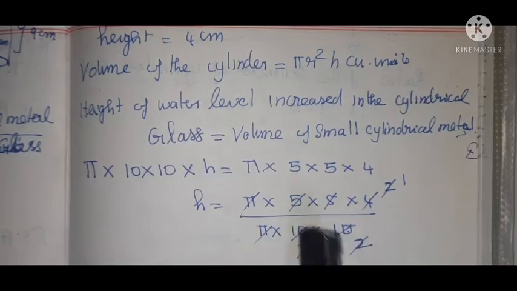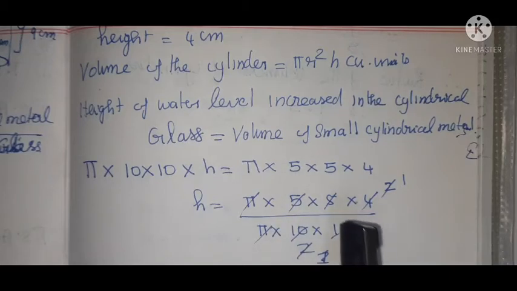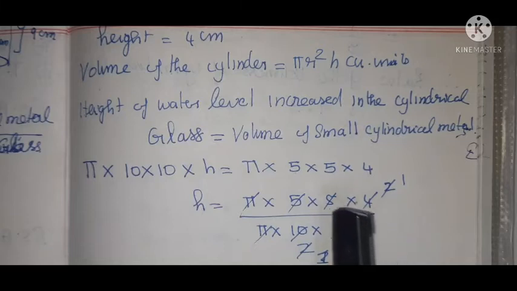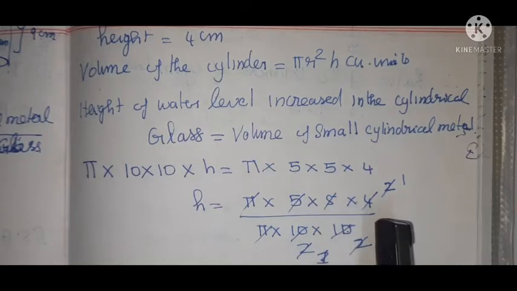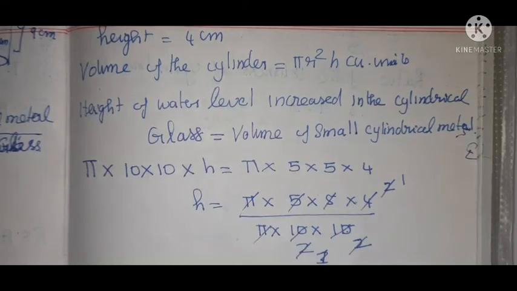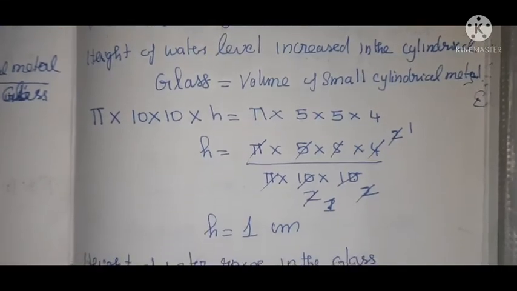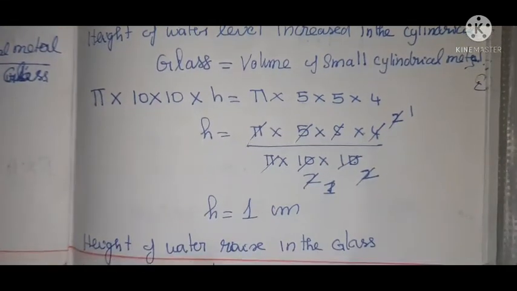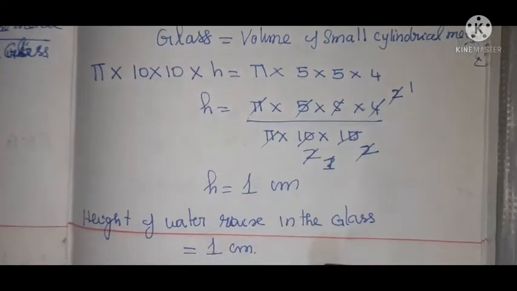Pi cancel. 5 and 10 cancel. 10 divided by 5, we get 2. 4 divided by 2, we get 2. 2 divided by 2, we get 1. h is 1 centimeter. Height of water rise in the glass is 1 centimeter.